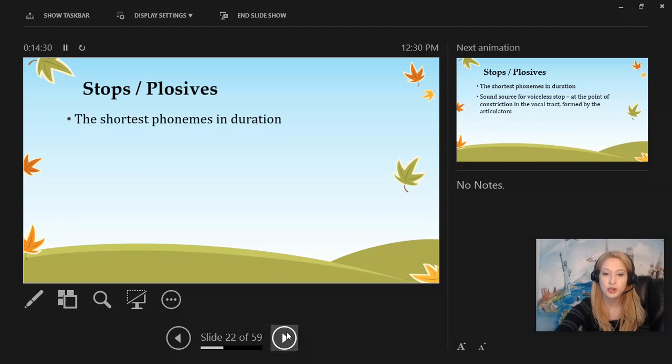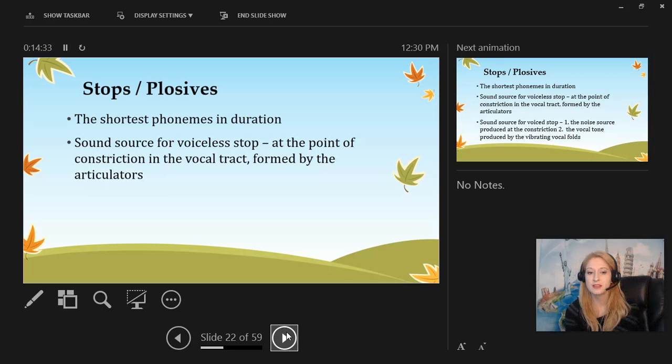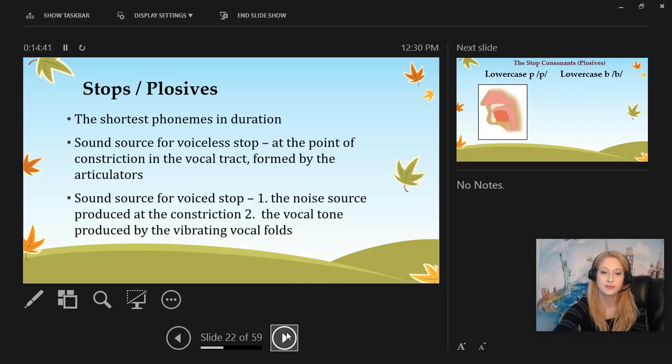Stops are the shortest phonemes in duration. The sound source for voiceless stops is at the point of constriction in the vocal tract, which is formed by the articulators. The sound source for a voiced stop is the noise source produced at the constriction, or the vocal tone produced by the vibrating vocal folds.